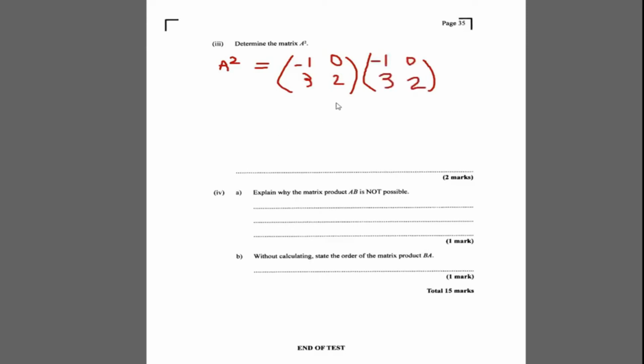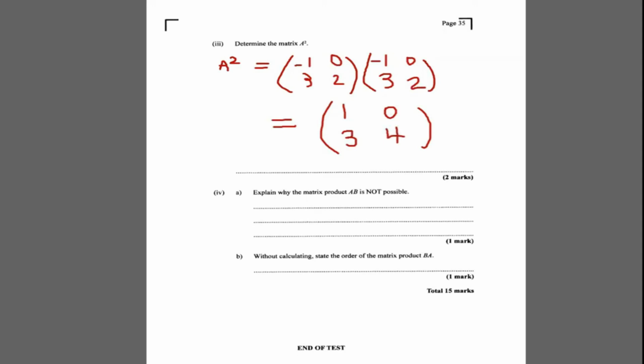Multiplying these two matrices across, doing it in one step, row by column, that's negative 1 times negative 1 is 1, plus 0 is 0, so that's just 1. Row by column, negative 1 times 0 is 0, then 0 times 0 is 0. That's row by column, 0 plus 0. Now row by column gives negative 3 plus 6. Negative 3 plus 6 is 3. Then row by column gives 3 times 0 is 0, 2 times 2 is 4. So that's A squared, 1, 0, 3, 4.